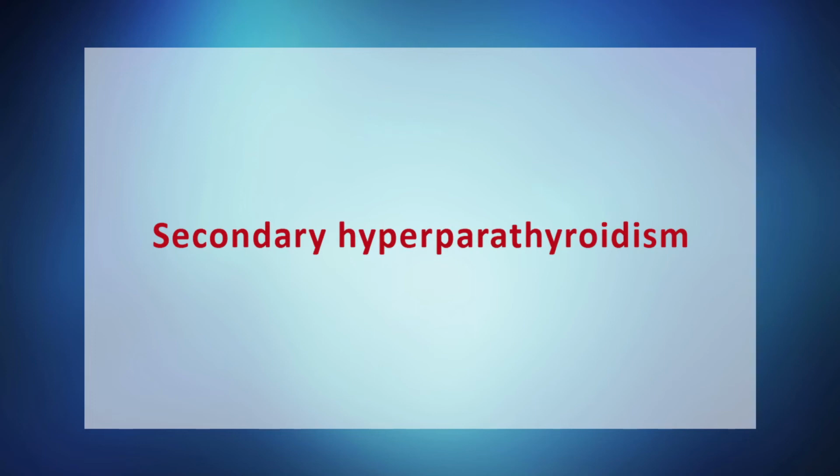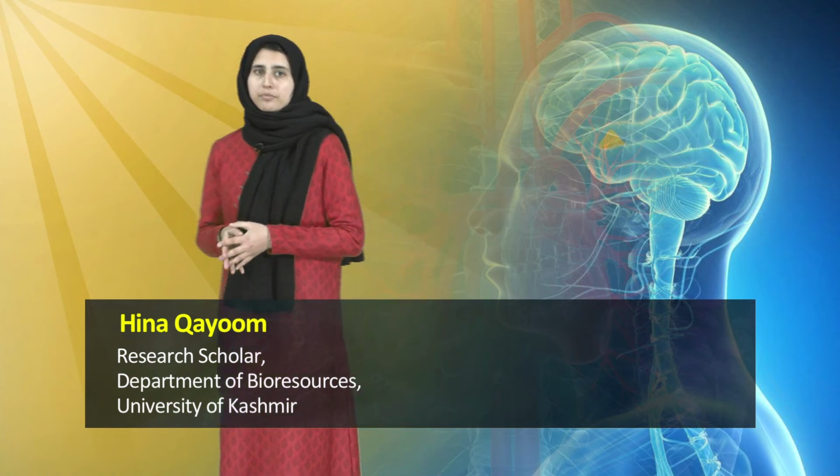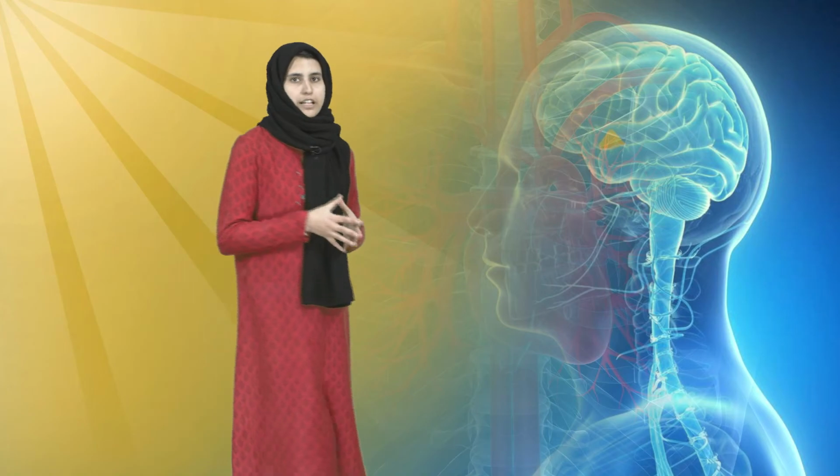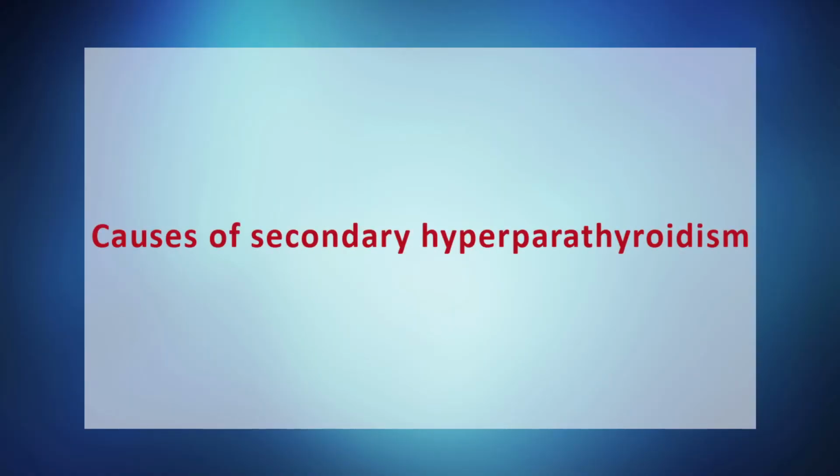Now we will discuss secondary hyperparathyroidism. Many diseases can cause hypocalcemia, for example, chronic renal failure, which stimulates parathyroid hormone as a compensatory response. If hypocalcemia is prolonged, the glands enlarge by hyperplasia to secrete excess parathyroid hormone. This is called secondary hyperparathyroidism. It is characterized by raised parathyroid hormone with normal or low serum calcium. Now, the causes of secondary hyperparathyroidism.